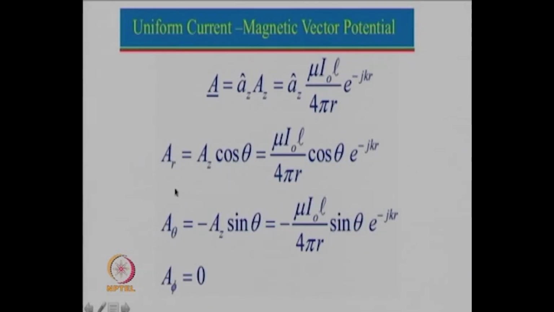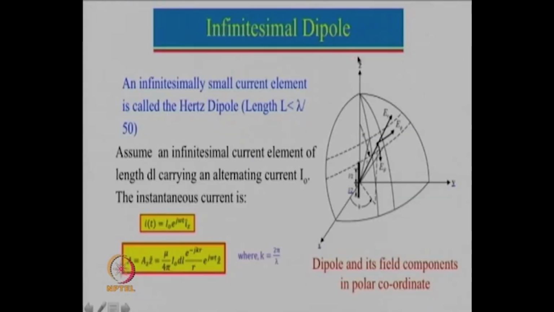From here we can find the spherical coordinate components AR, A theta, A phi. So from Az, AR will involve cos theta. Let us look at this here. Let us say any element which is in the z direction, and this is the direction which is AR. Then AR can be found simply by the z component multiplied by cos theta. So that is the component which we can find.